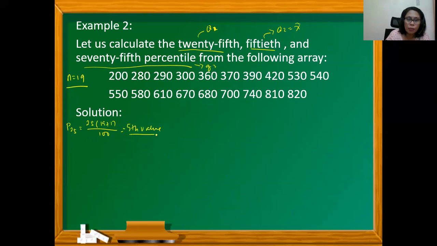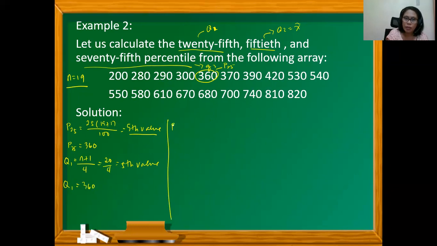Now, since the value of the position is the whole number 5, by inspection we will just count 5 from the ordered array here: 1, 2, 3, 4, 5. So this is now the 25th percentile. So P sub 25 is equal to 360. Now, if you remember, the position of Q1 is (N plus 1) all over 4. So this is 20 over 4, which is actually the fifth value. So really, Q sub 1 equals P sub 25, which is 360.